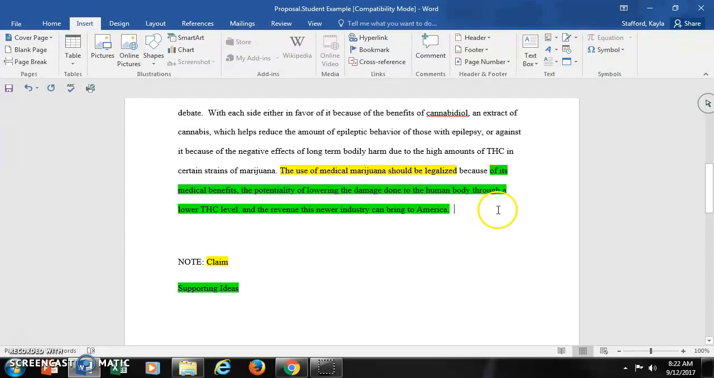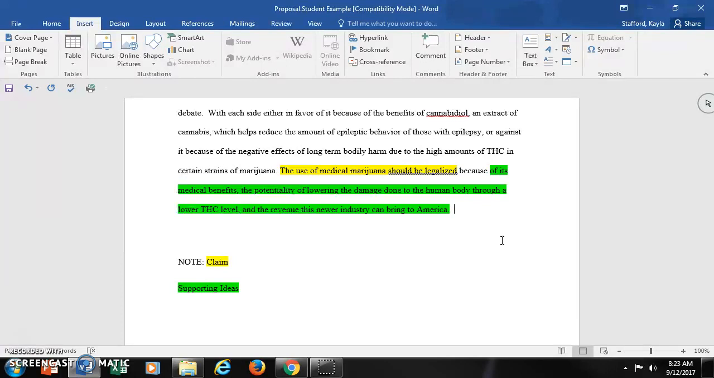The first idea that this student is going to discuss is the medical benefits of medical marijuana. Thus, a transitional sentence is one that just leads the reader into that idea, but of course it needs to make sense and it can't be too redundant. So let's reread the claim and supporting ideas. The use of medical marijuana should be legalized because of its medical benefits, the potentiality of lowering the damage done to the human body through a lower THC level, and the revenue this newer industry can bring to America.